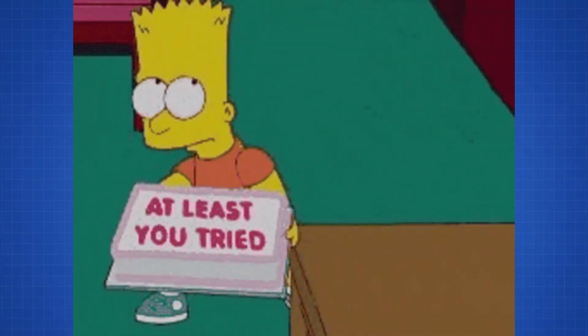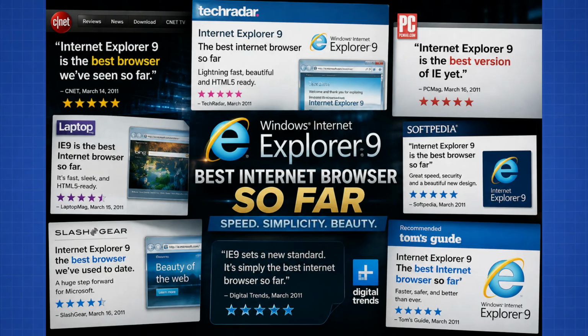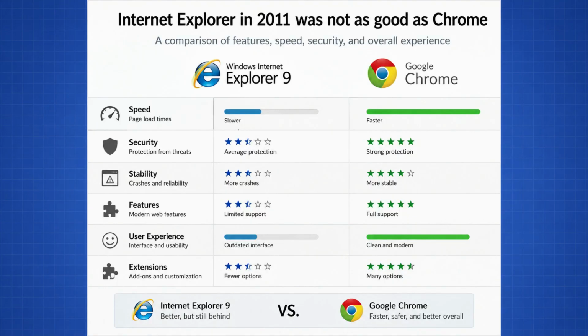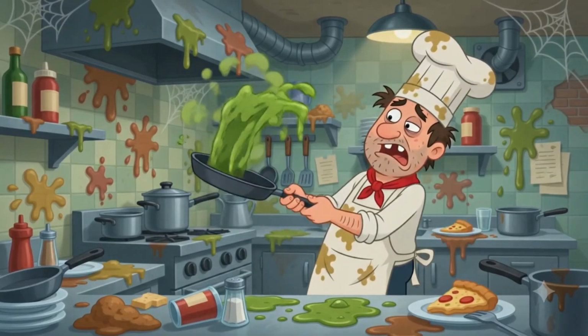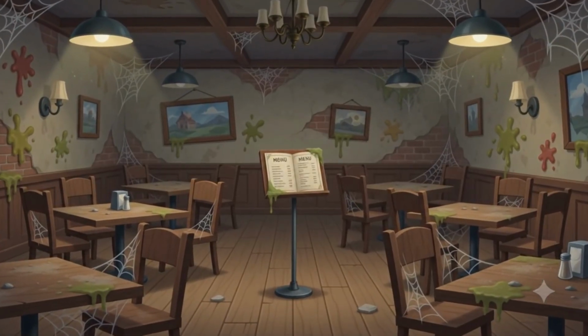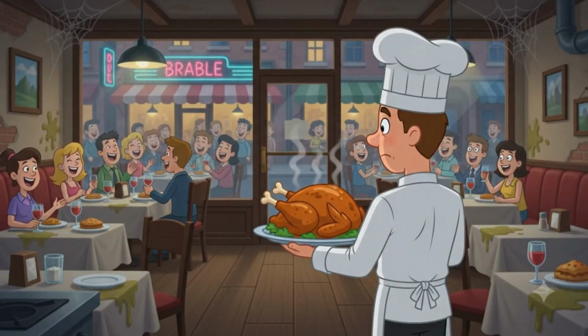Microsoft did try to fix things. Internet Explorer 9 in 2011 was actually a big improvement. Faster, cleaner, better. The tech reviewers were genuinely surprised. Some called it the best Internet Explorer ever. But here's the problem. Best Internet Explorer ever in 2011 still wasn't as good as Chrome. It's like a restaurant with terrible food for 10 years suddenly hiring a good chef. Most people had already found somewhere better and weren't coming back. The name Internet Explorer had become too broken to fix.